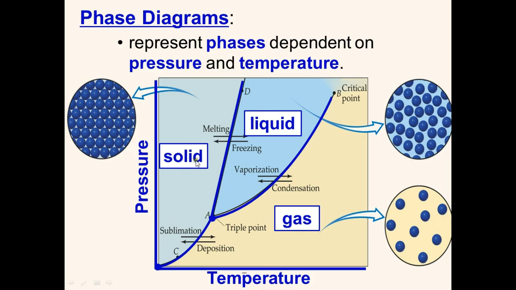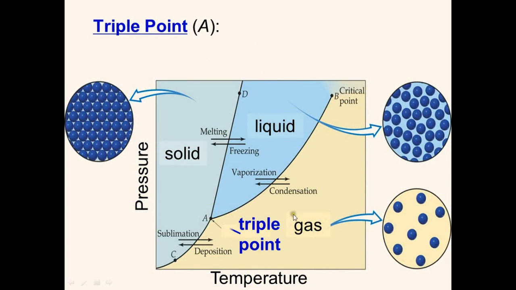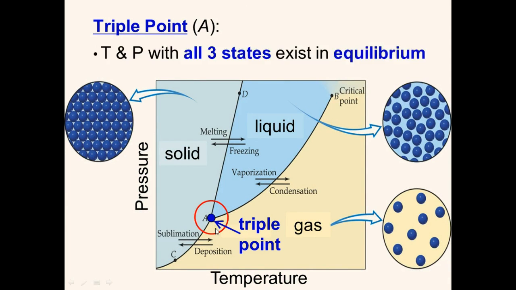And now we're going to be talking more about this. And so here are some important terms to know. So here we have a triple point, which is A, and triple points are where temperature and pressure make it so that all three states exist in equilibrium. So here it's when solids, liquids, and gases occur equally, so they all occur at the same time, which is pretty cool.